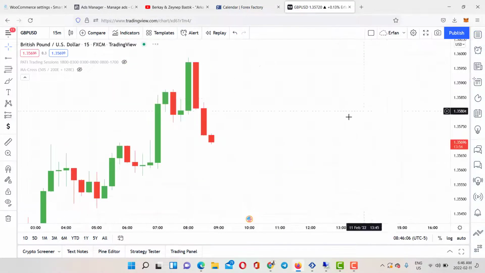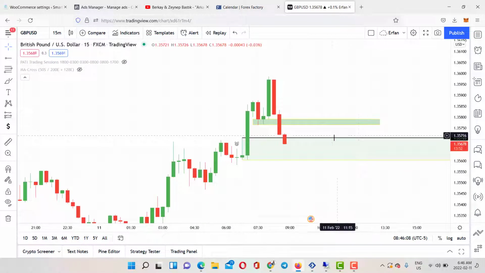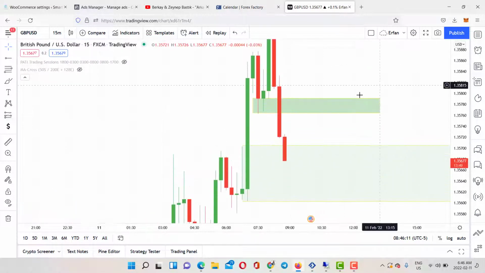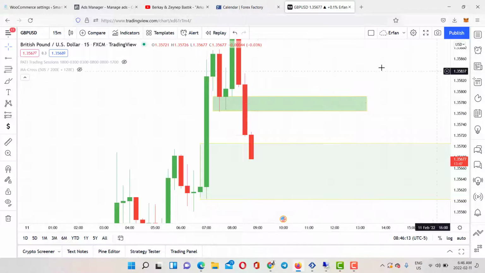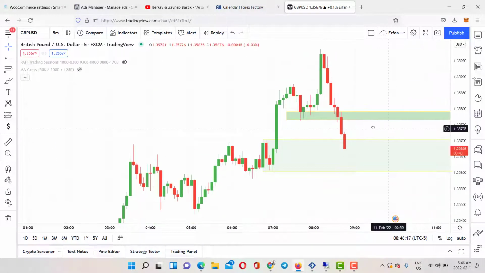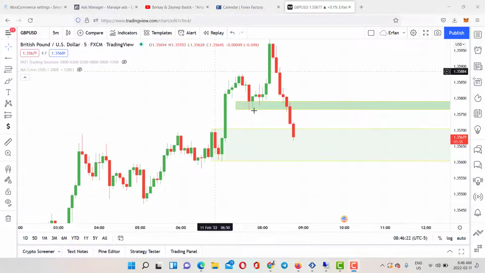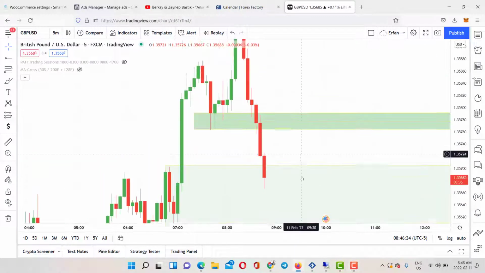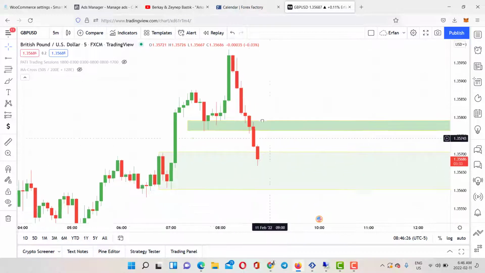So GBPUSD is already blasted through this order block, so I'm just gonna wait for momentum to see what it does. If it gives me a really good momentum and it actually respects this level, because look at this huge candle, guys, huge drop.